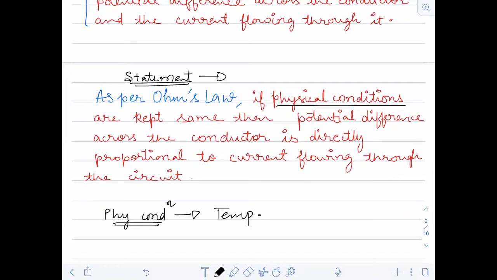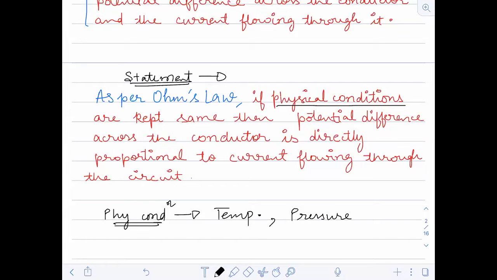Then I'm also referring to the pressure at which it is kept. If I keep the rod in open atmosphere, the pressure will be different. If I take the same rod beneath the earth, under the water, or at a high mountain, the pressure will be different. So the two rods must be kept at the same atmospheric pressure and same temperature.